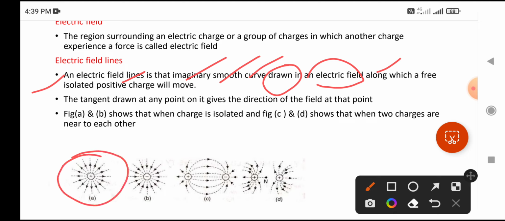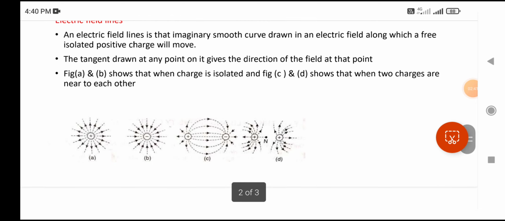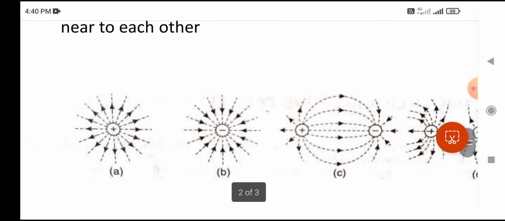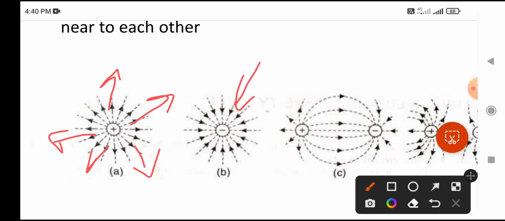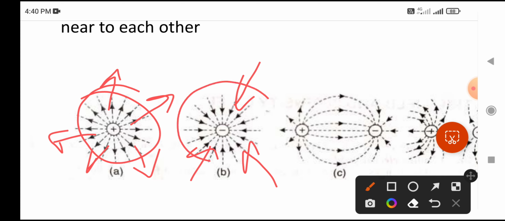See, here is an isolated positive charge, and here an isolated negative charge. For the isolated positive charges, the diagrams are drawn here. If you observe, the lines of force for positive charges are always outwards, right? The lines of force for negative charges are always inwards, but here they are not curved, they are straight lines. When they are isolated they are straight lines. Isolated means when they are single, only then do they show a straight line direction.